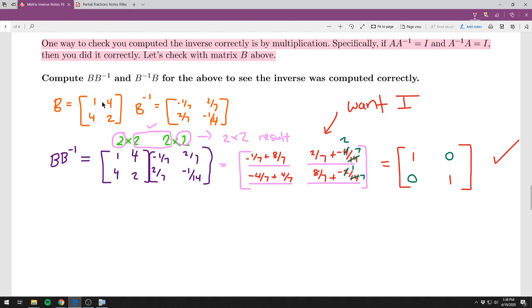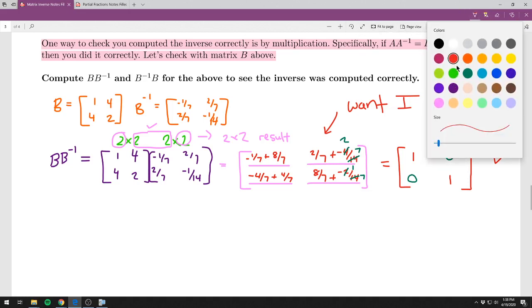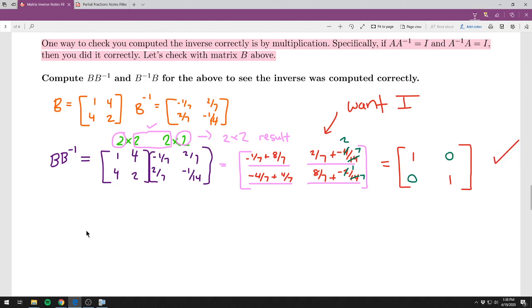We do have to do it both ways. We have to multiply b on the left, b inverse on the right, and then we have to do it the opposite way. All right, we've got to do b inverse on the left and then b on the right. 90% of the time, it's very hard to come up with an example where this works one way and not the other, but it's still necessary to check both ways.